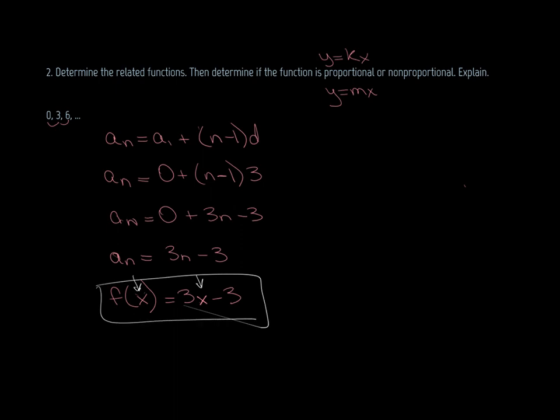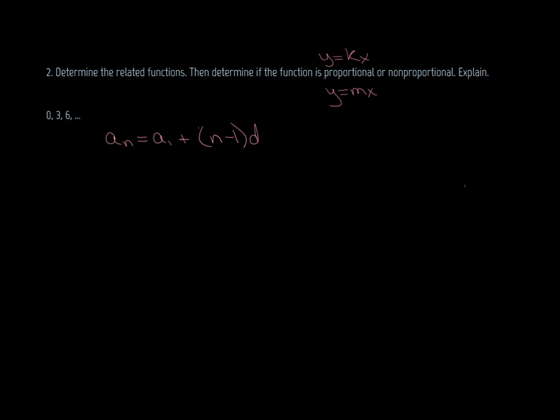Then is it proportional or non-proportional? It is non-proportional because I'm just going to explain to you why instead of writing it. Because I have this -3, which means that it doesn't go through the origin. If I was graphing it, it would be like that. So it's not going through the origin. That's why.